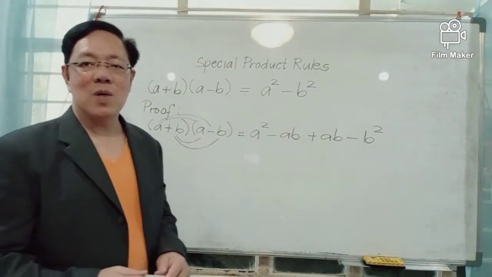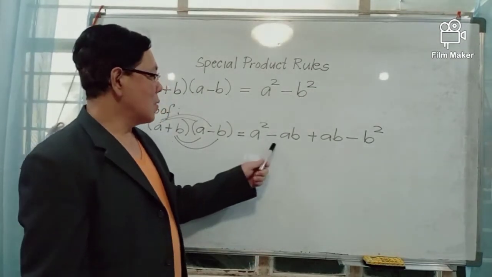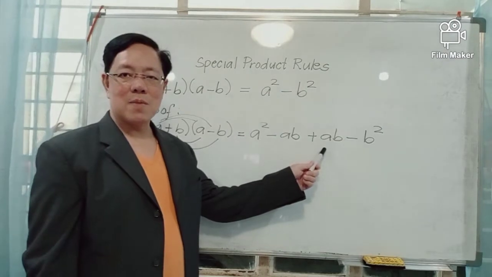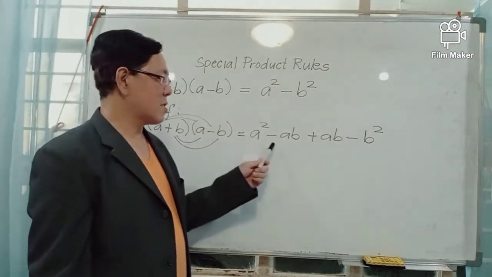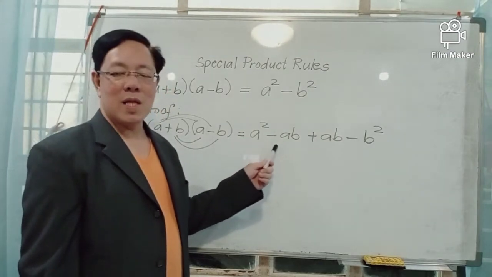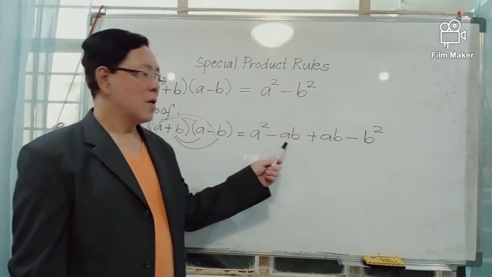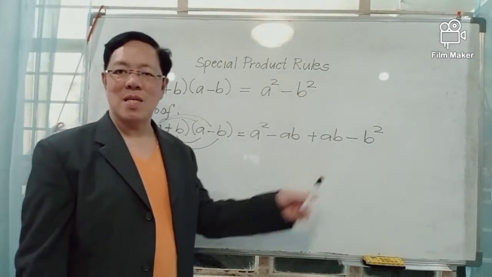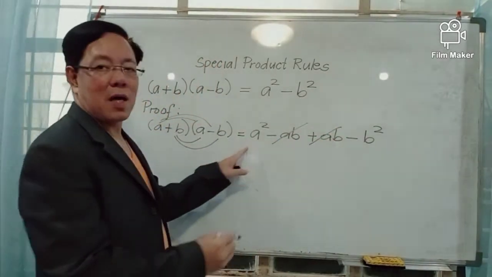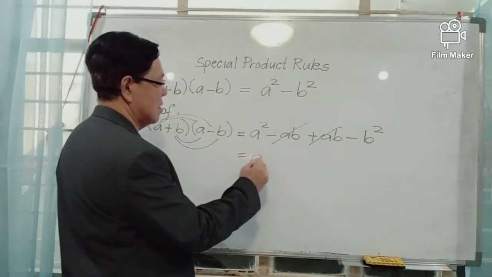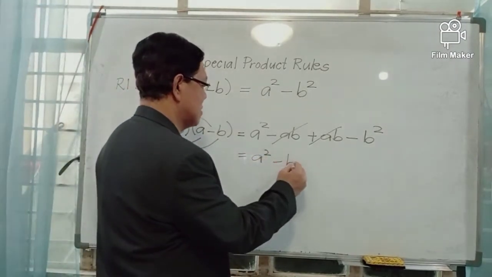After multiplying, we simplify by combining like terms. Only the middle terms are like terms, and they are the same quantity with opposite signs, so their sum will add up to 0. That is, AB minus AB is 0, or minus AB plus AB is 0. And this simplifies to A squared minus B squared.